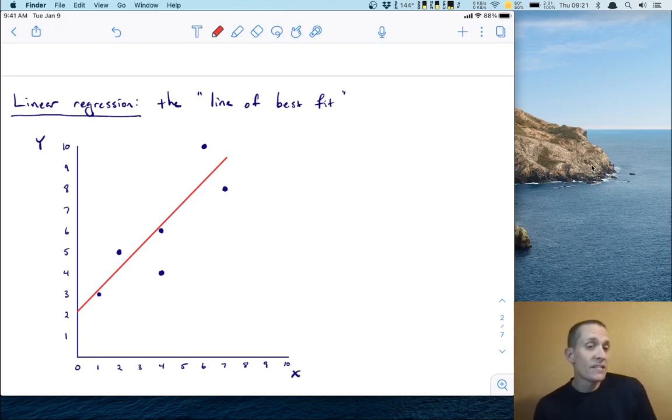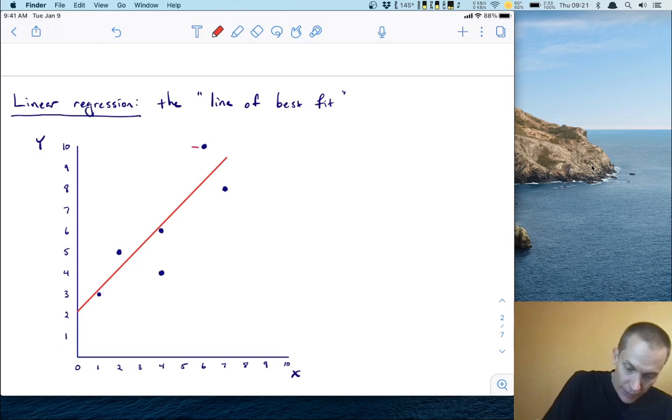Now, of course, there's going to be some error with this prediction. For example, let's consider here at x equals 6. If we go up to where the red line is, the predicted post-test score is about here, which is somewhere in between 8 and 9. But the actual post-test score is up here at 10. So there's some error.